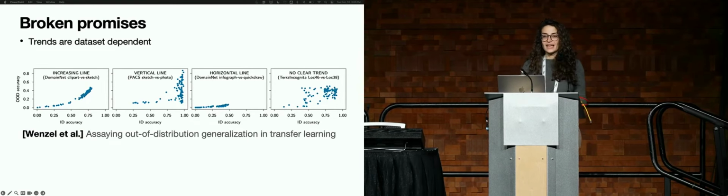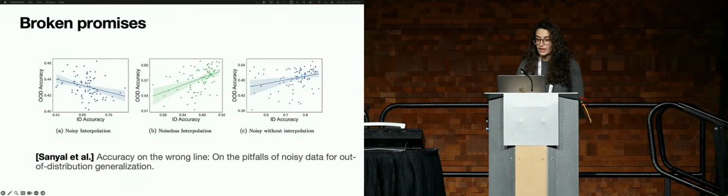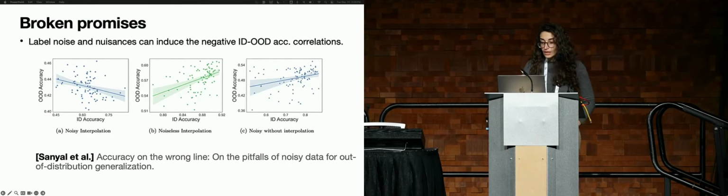So this is to say, these trends that the better your in-distribution accuracy, the better you should expect your out-of-distribution accuracy to be, are just not guaranteed. There are settings in which they fail. In other work by Sanyal and collaborators, they found that things like label noise, which tends to happen a lot in real data sets, can also lead to even negative correlations between the in-distribution and out-of-distribution generalization.